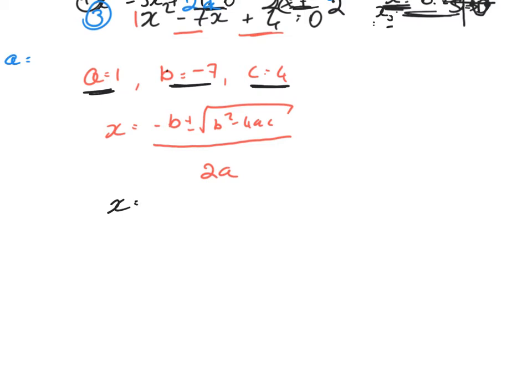Now b is minus 7, so minus b would be minus 7, which is plus 7, plus or minus the square root of b squared. Well, that's going to be minus 7 squared, minus 4 times a times c, so that's minus 4 times 1 times 4, all divided by 2 times a, which is 2 times 1.